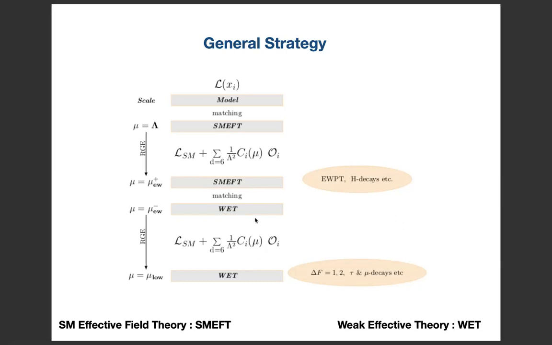So we have the SM plus a series of weak effective theory operators. Finally, we have to run down to very low scales, like the mass of the bottom quark or tau lepton. This depends on the observables, at which scale we want to stop. So this is the general strategy that I will be using.